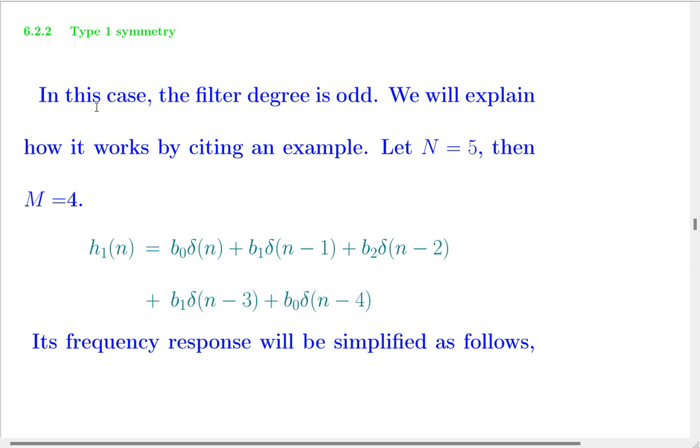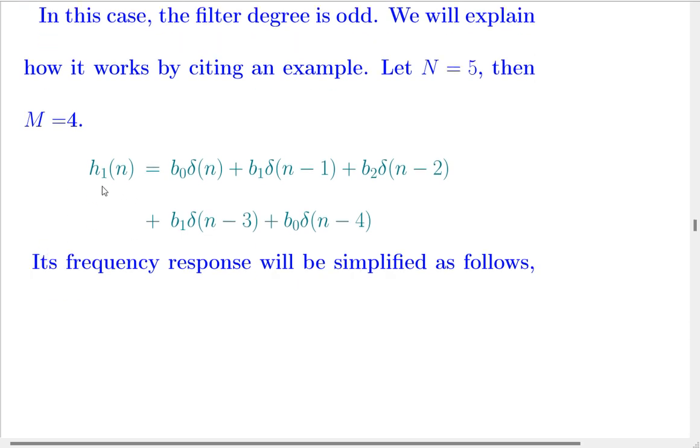Type 1 symmetry. In this case, the filter degree is odd. We will explain how it works by citing an example. Let N be equal to 5, then M is 4. So h1 of n will be b0 delta of n plus b1 delta n minus 1 plus b2 delta n minus 2 plus b1 delta n minus 3 plus b0 delta n minus 4.